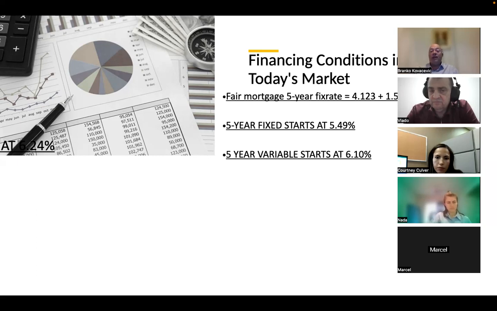There are lots of lenders on the market. Sometimes they have specials, they have some money sitting in their account, they want to buy some mortgages, and so we have specials. Right now the 5-year fixed rate starts at 5.49%, and the variable rate starts at 6.1%. So this is the easiest way to calculate the mortgage rate. You can just follow the Bank of Canada or some other reliable source, see how much the bond is, and just add that 1.569 spread, and it gives exactly what the fair market mortgage rate for a 5-year mortgage should be.